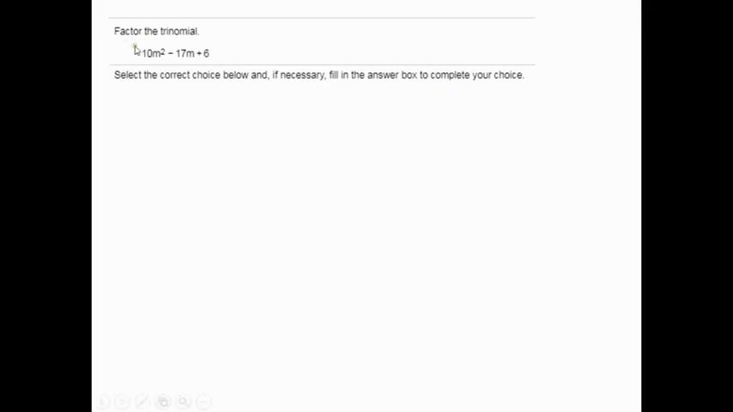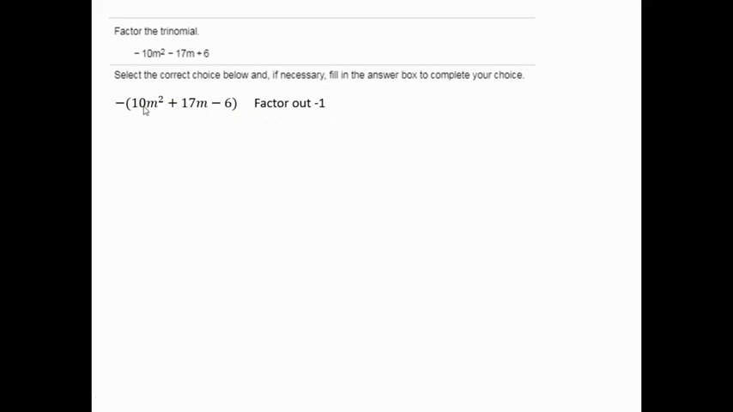So notice we have a leading coefficient that is negative. So remember, the first thing we do is factor out a negative 1 anytime we have a leading coefficient that is negative. So I just factored out the negative 1. So now I have 10m squared plus 17m minus 6. So now, what do we do? Think to yourself, what do we do?